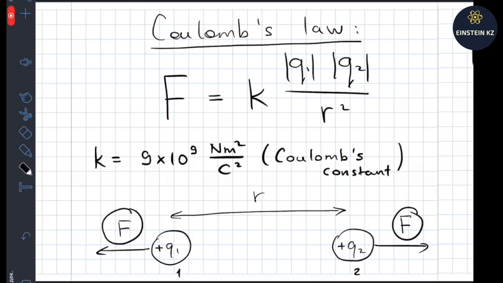Also the charges Q1 and Q2 are given in absolute value, which means that all numbers will be positive. And the distance between them is denoted as R, and here we have our R. The R is measured in meters. It is the distance between two charges.